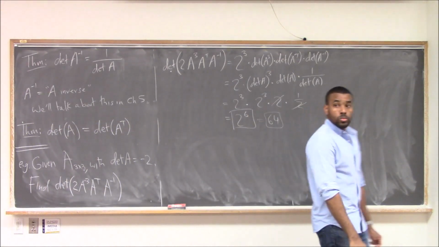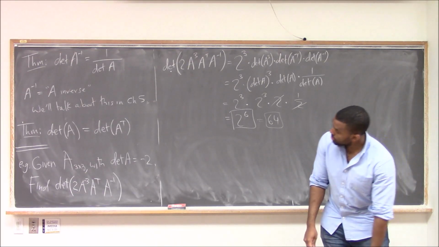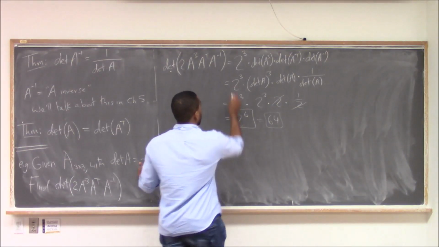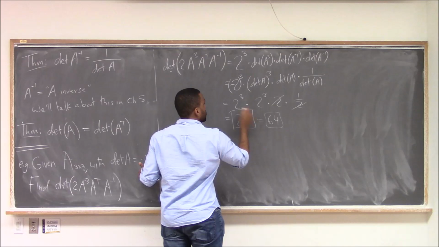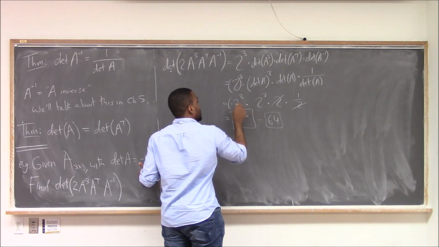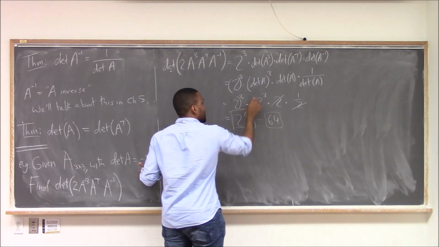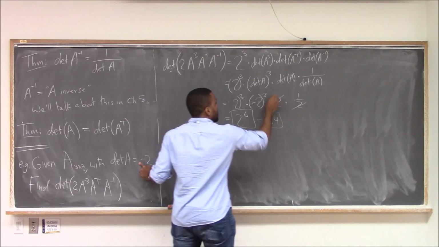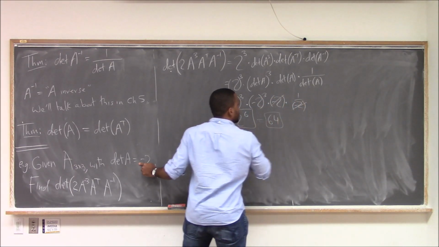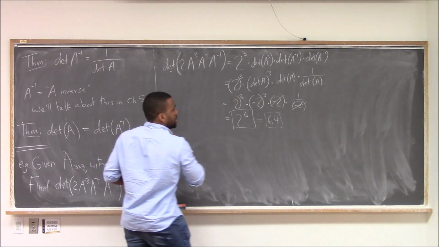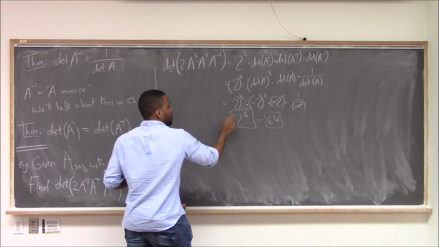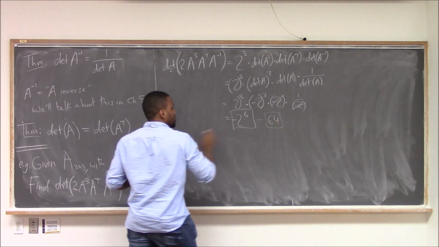Wait, is it not negative too? Was the determinant negative? Yes, it is negative, negative 2. This is negative 2 times negative 2, and so the negatives cancel here, but we'll be left with this negative here, so it's negative 2.